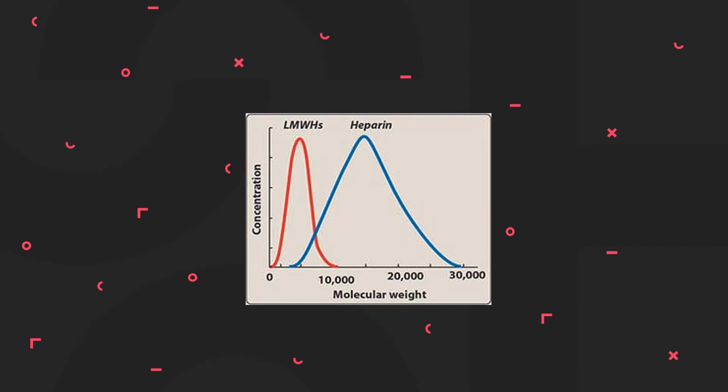So in this slide, you can well appreciate the molecular weight of low molecular weight heparin is 10,000, whereas the standard one has a molecular weight of about 30,000. So this is the first difference between heparin and low molecular weight heparin.